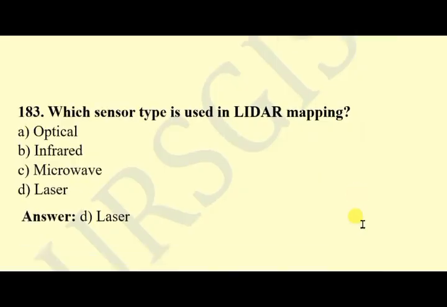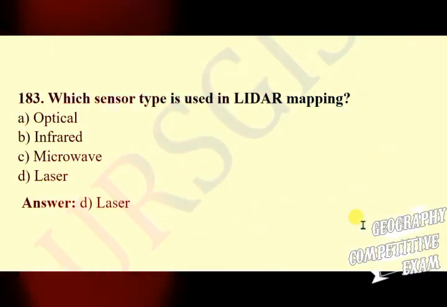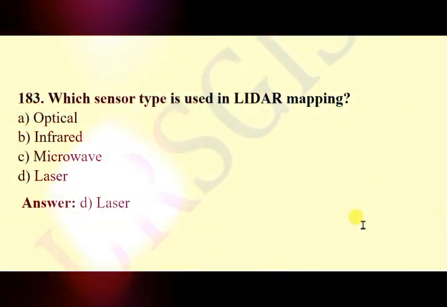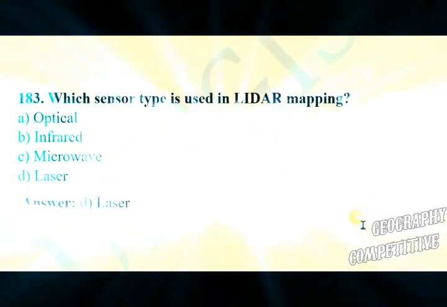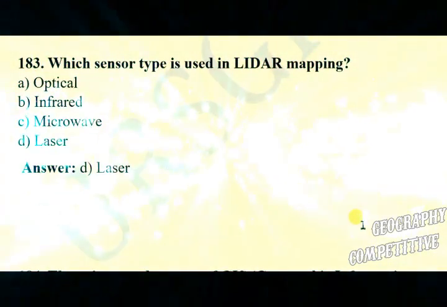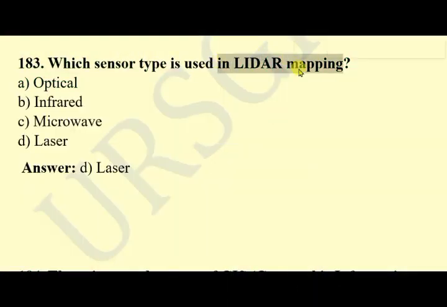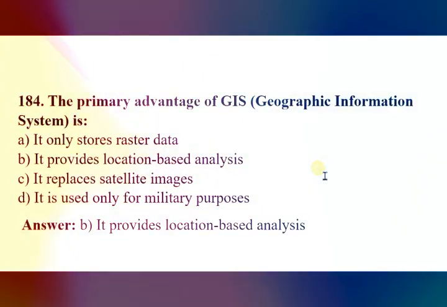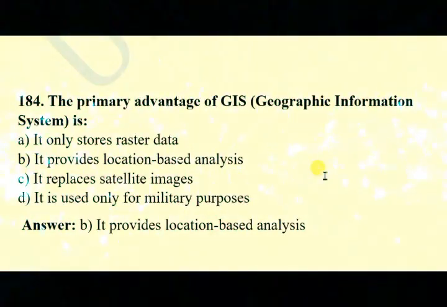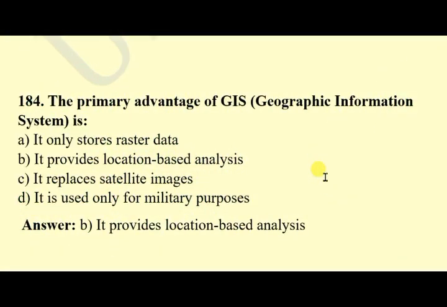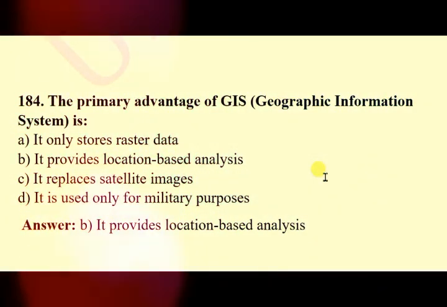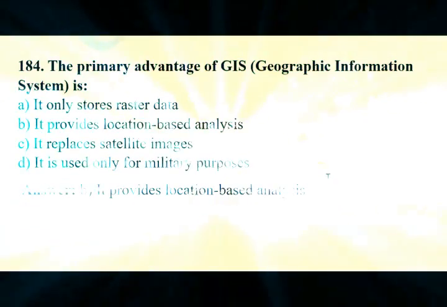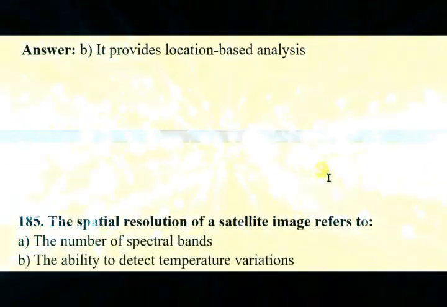Remote sensing and GIS in cartography. Question 183. Which sensor type is used in LiDAR mapping? Optical, infrared, microwave, laser. Here the right answer will be laser. Light detection and ranging mapping. Laser. Question 184. The primary advantage of GIS, Geographic Information System, is it only stores raster data, it provides location-based analysis, it replaces satellite images, it is used only for military purposes. Here the right answer will be it provides location-based analysis.